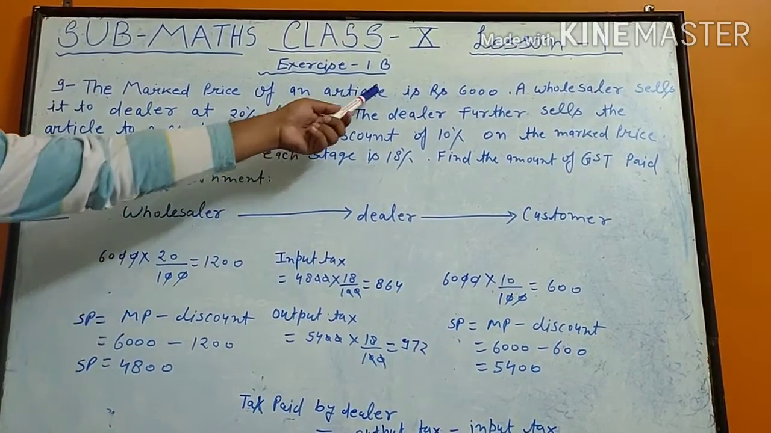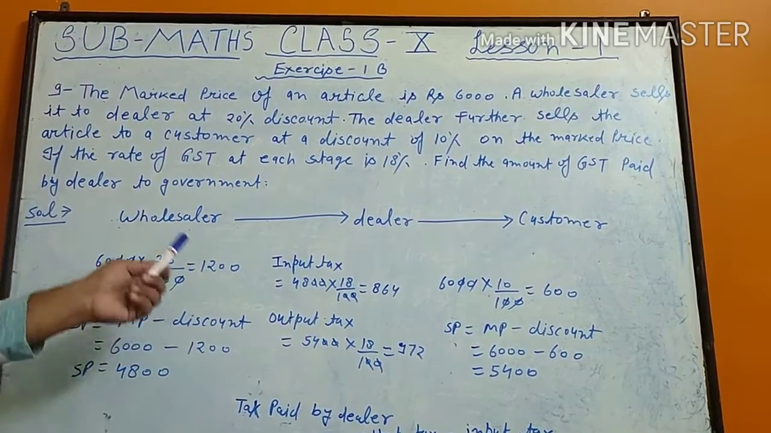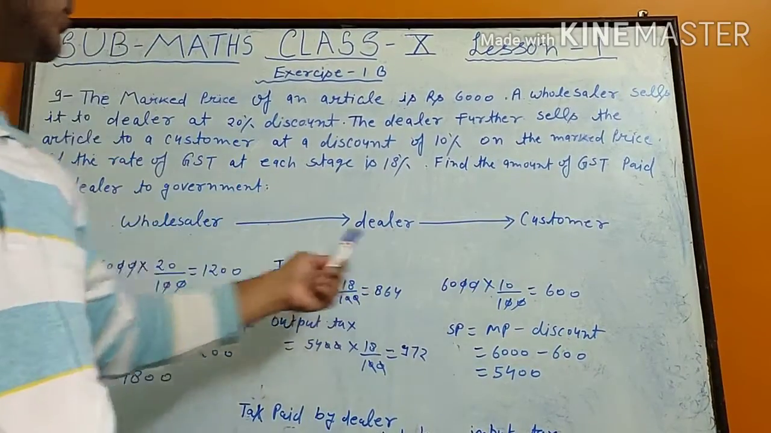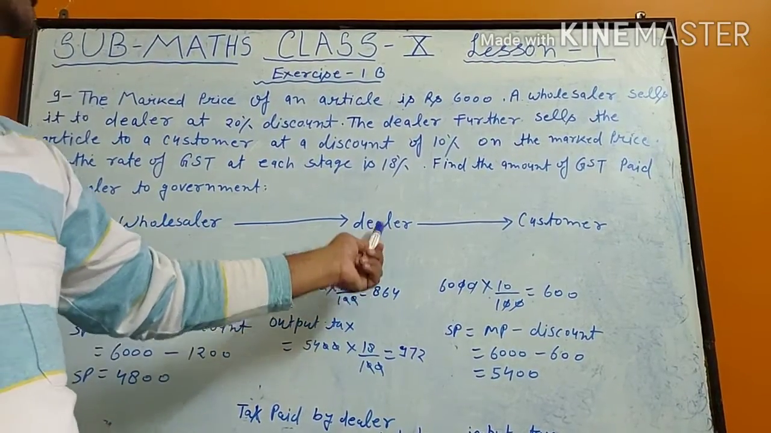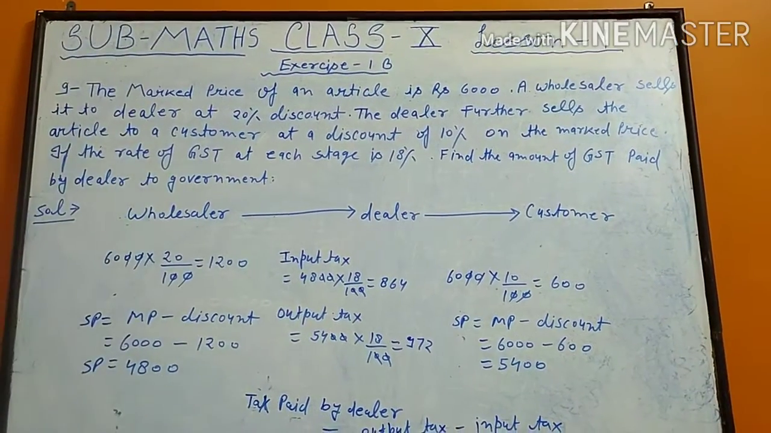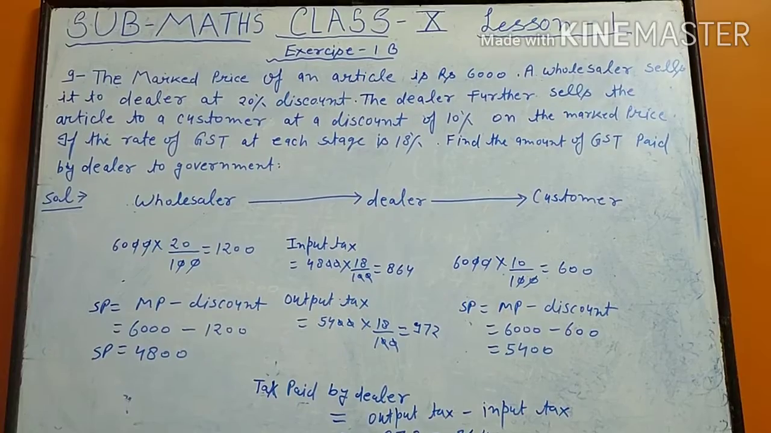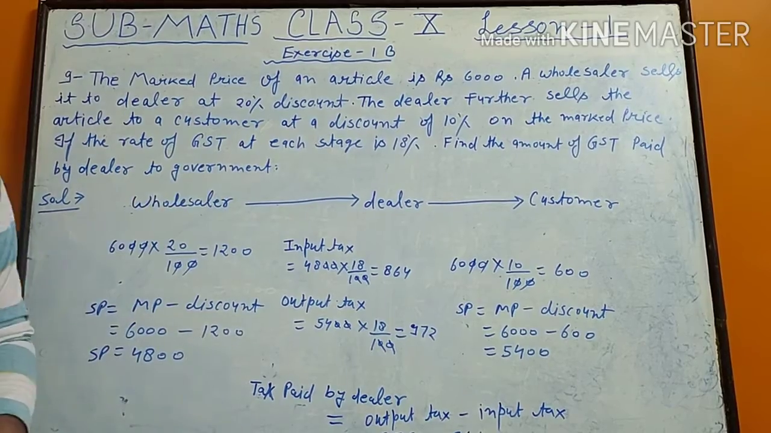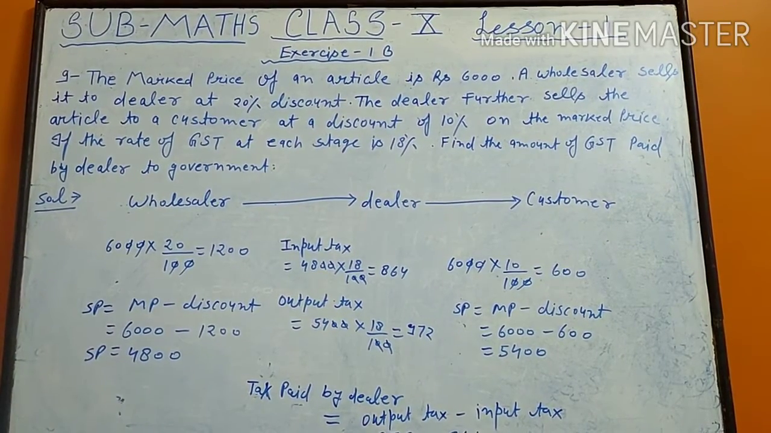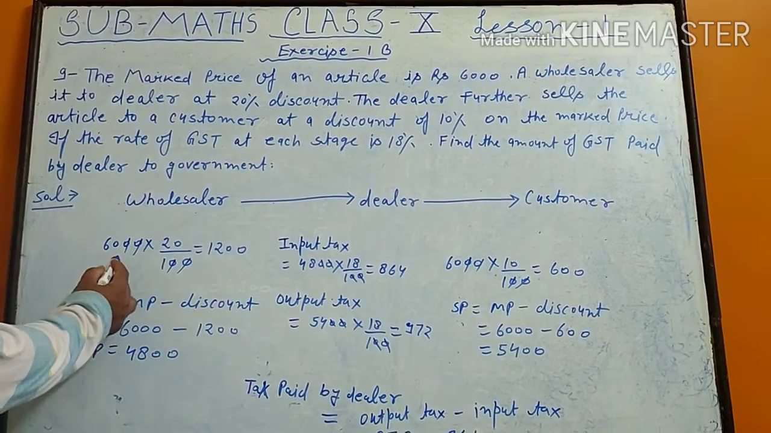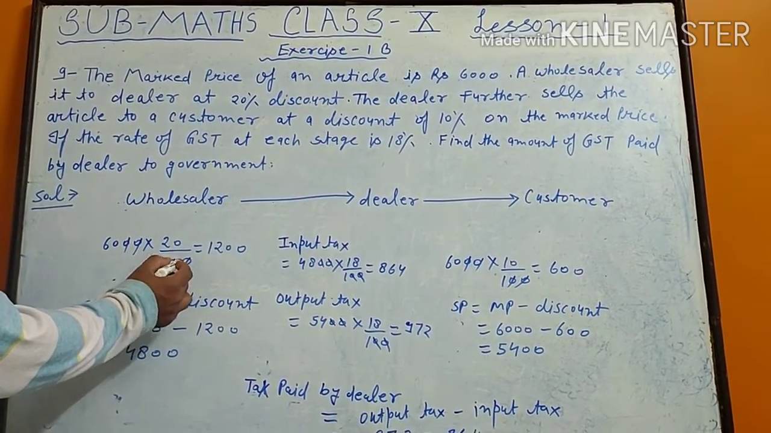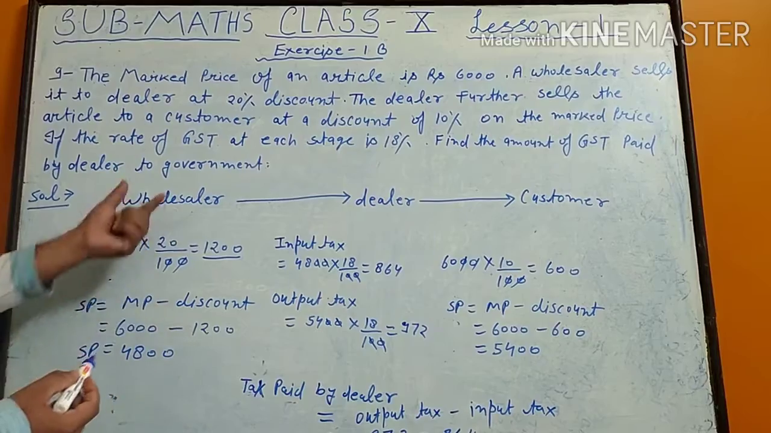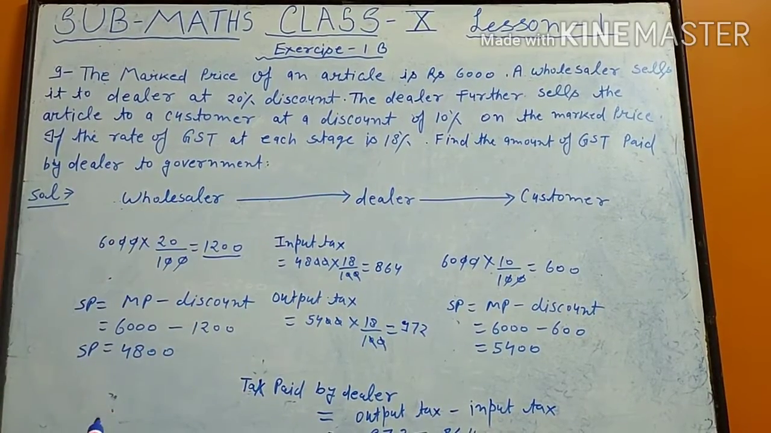Mark price is given, 6,000. Now in this question there are three stages: wholesaler, then dealer, then customer. Wholesaler sells his product to the dealer, then dealer sells his product to the customer. Mark price is 6,000, but the wholesaler sells his product to the dealer at a 20% discount. So first we find the discounted value. 6,000 into 20%, 0 and 0 cancel, 60 into 20, 1200. It means the wholesaler gives 1200 discount to the dealer.